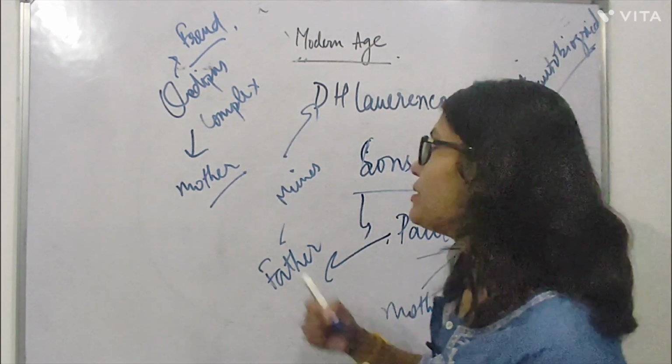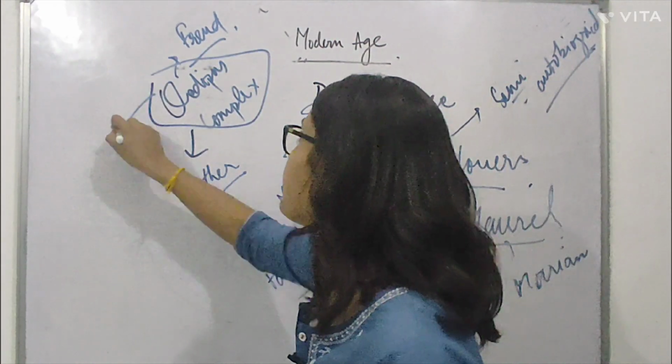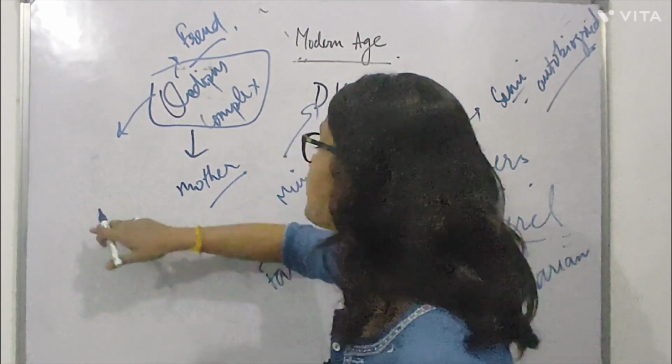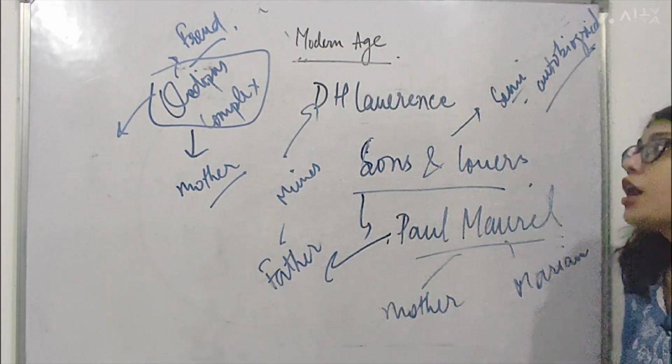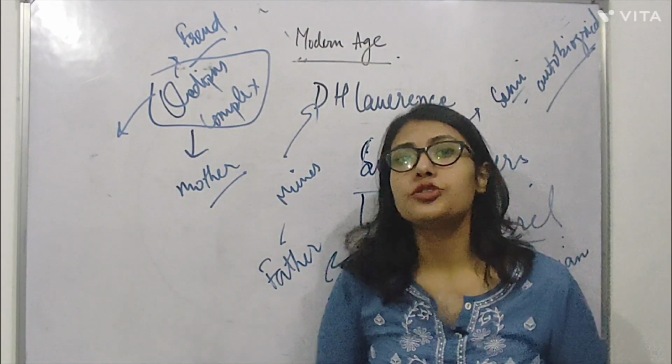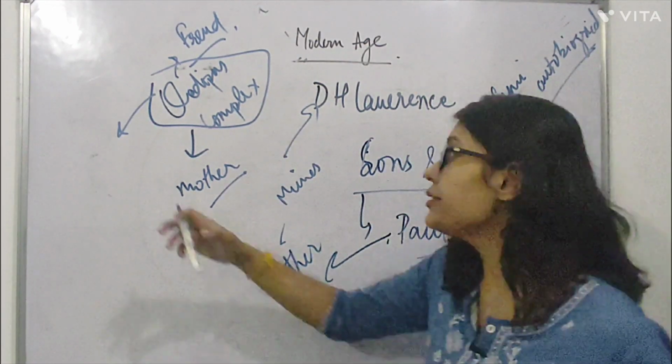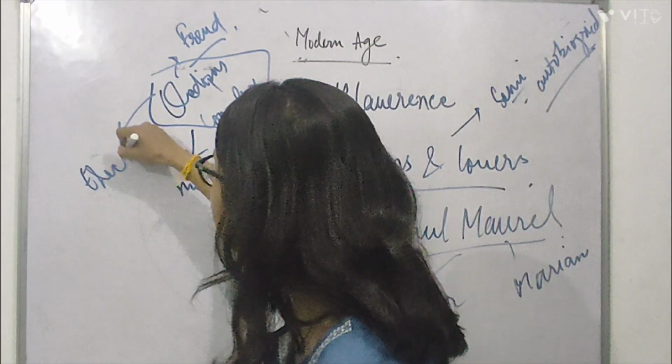So what is Oedipus complex? Oedipus complex is a concept that was given by Freud. I just wrote that, I'm sorry. Oedipus complex is a concept that is given by Freud, where a male child is attracted to his mother. The opposite of Oedipus complex is Electra complex.